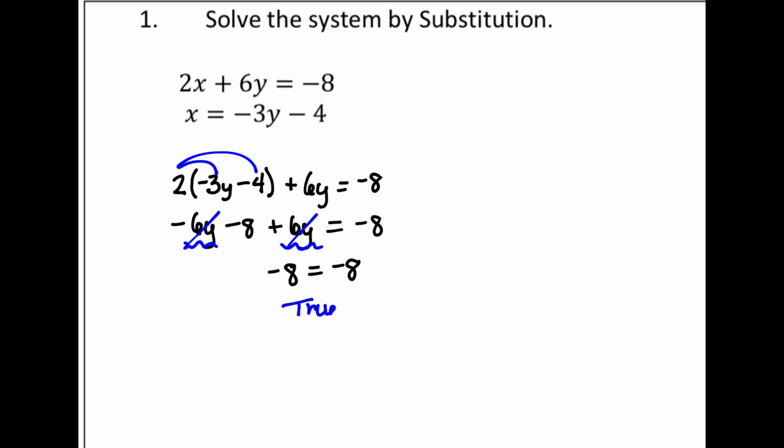So because it's true, that means any answer works for y. So an infinite number of answers means you're going to have every point, which is an infinite number of them, on this line. Or the other line. Doesn't matter. Choose one.